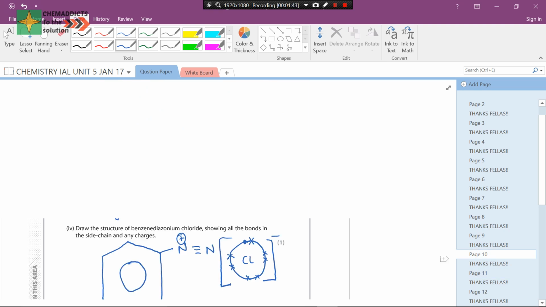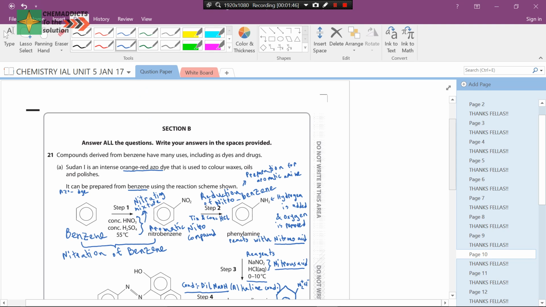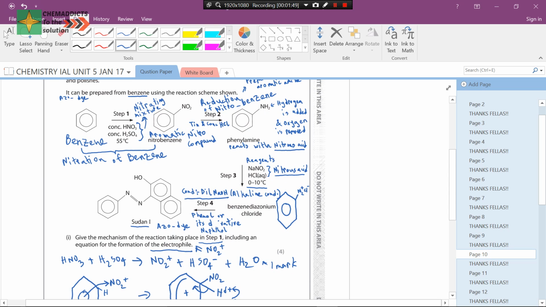Let's once again get back to the reaction scheme. If we study step 4, we're gonna see that benzene diazonium chloride is converted to Sudan 1, which is an azo dye. The condition for this reaction is we're gonna use phenol or its derivative. Obviously we're gonna use a derivative since Sudan 1 is involved.